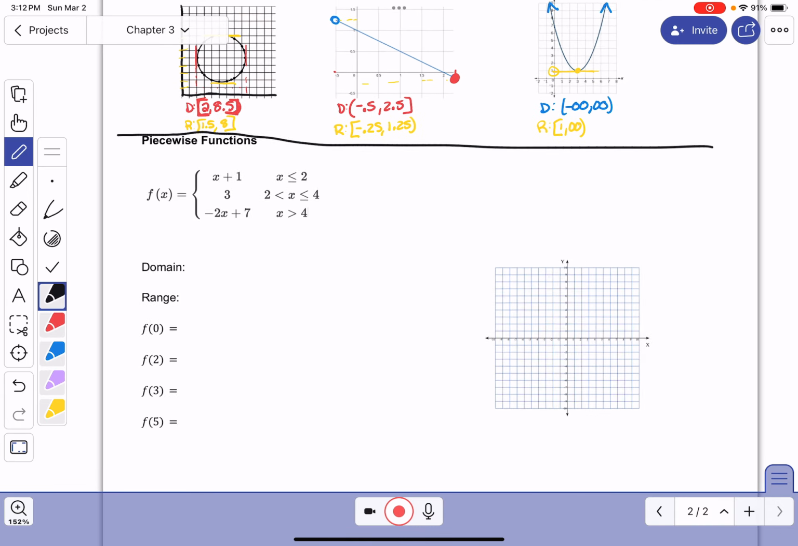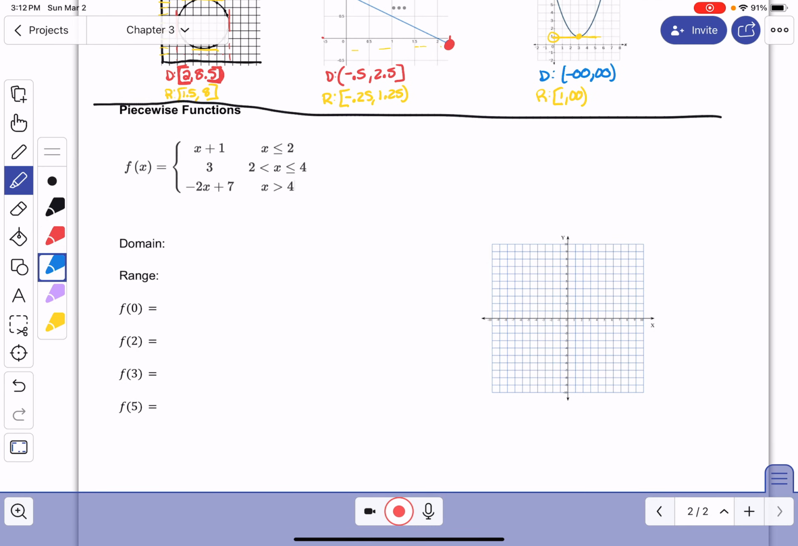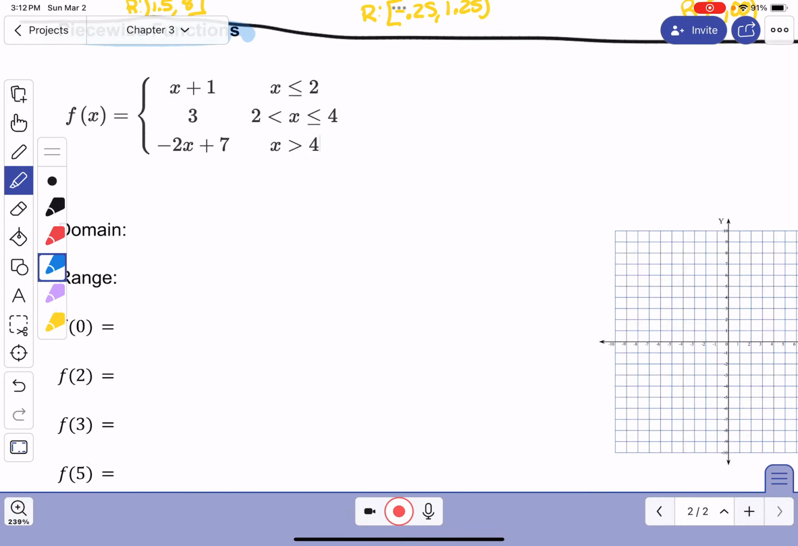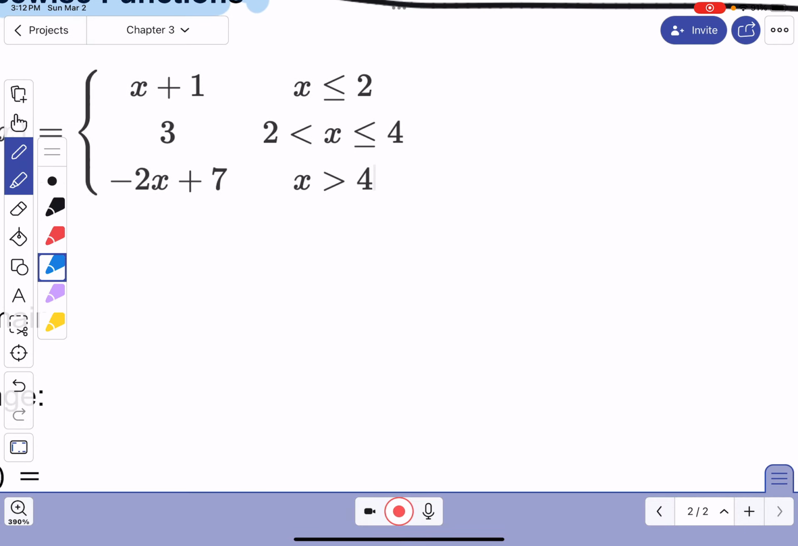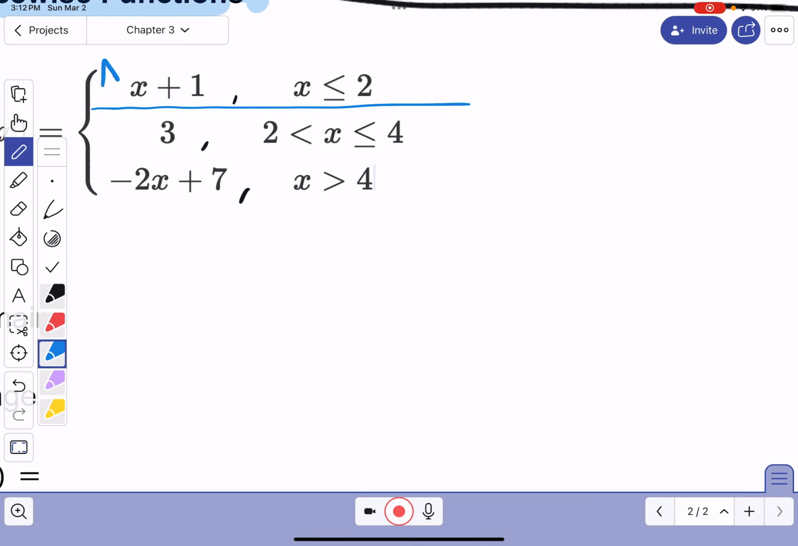And the last part of this section we're going to talk about are piecewise functions. So they're functions that have different rules for different pieces or different parts. And we find those parts based on whatever restrictions are given in the equation. So this first part, we'll call it A, says x is less than or equal to 2. If that were interval notation, it would look like this.